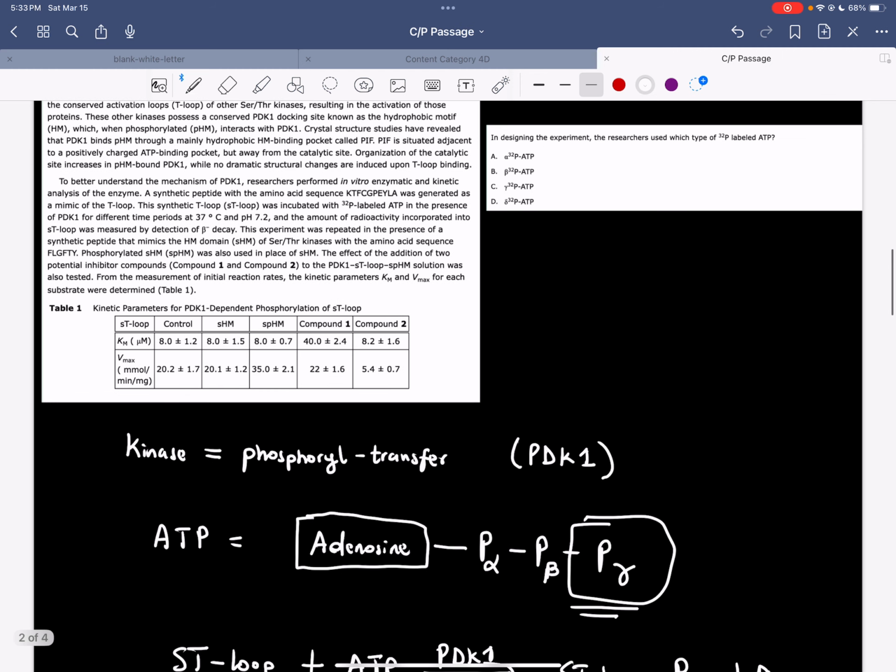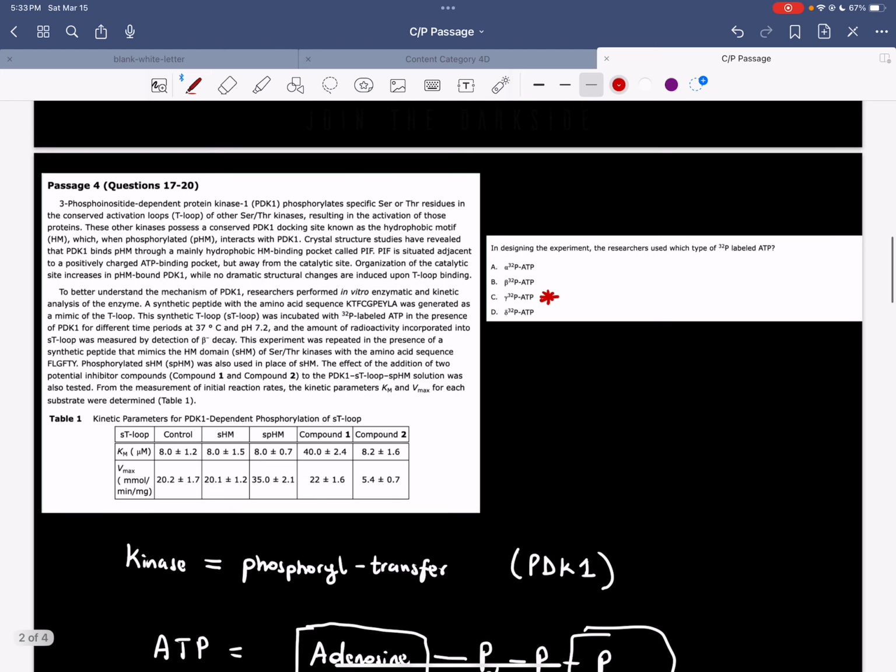So our answer will be that in designing this experiment, the researchers used the gamma 32P labeled ATP. Note that there is nothing called delta 32P labeled ATP because ATP only has 3 phosphoryl groups. It only has the alpha, which is the closest to the nucleoside adenosine, then the beta, and then the gamma. The gamma is what we kick out first before we proceed to kick out the beta, and then the alpha. So that is how it works, and that's how you're able to solve this question.